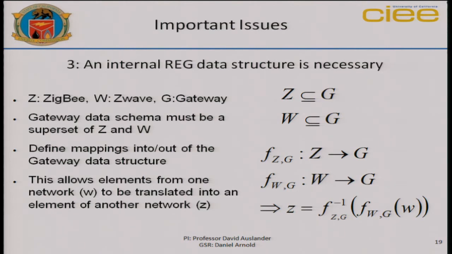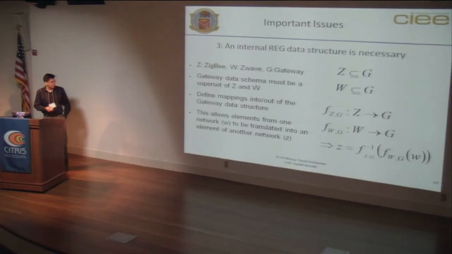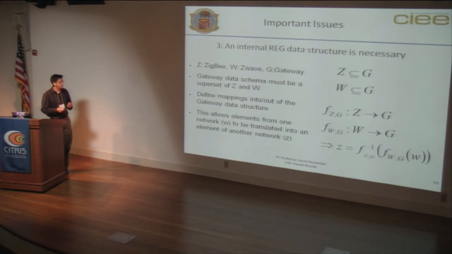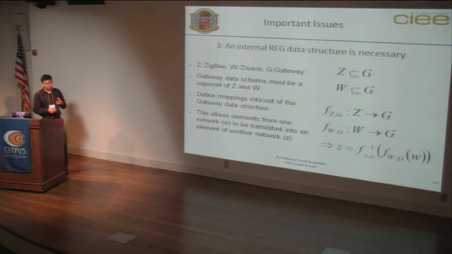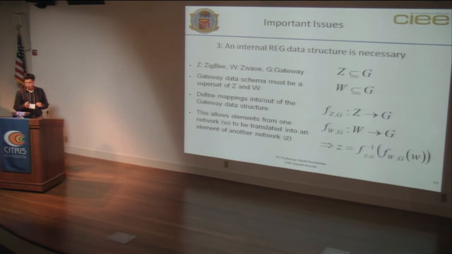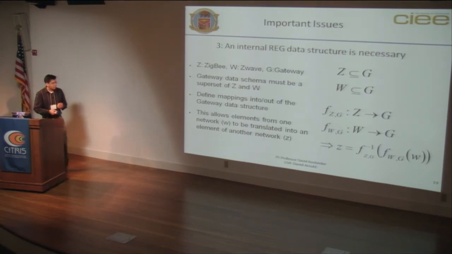The last important issue which we've identified so far, I mentioned briefly before, is the notion of an internal data structure for the gateway. And to borrow a little bit of mathematics from set theory, if we define the data schema of the gateway by this G, we can define one for ZigBee, Z, and one for Z-Wave, W. If we make the gateway's data schema structure a superset of both ZigBee and Z-Wave, then we can define mappings from ZigBee into the gateway and from Z-Wave into the gateway without losing any kind of specificity of information. Everything would be preserved, albeit in a new form, in the gateway's internal data structure.